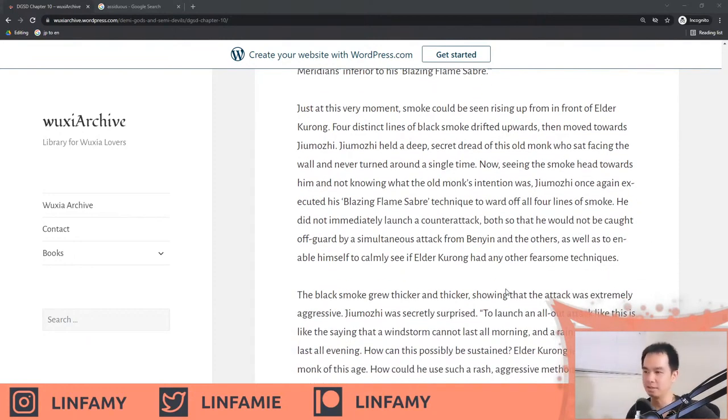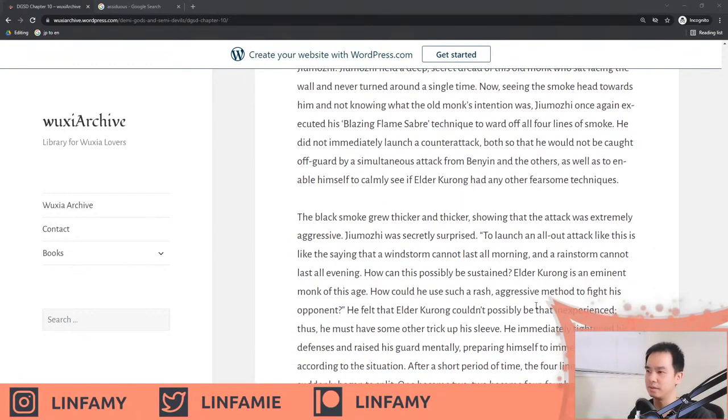He did not immediately launch a counterattack, both so that he could not be caught off guard by a simultaneous attack from Bun Yin and the others, as well as to enable himself to calmly see if Elder Kurong had any other fearsome technique. The black smoke grew thicker and thicker, showing that the attack was extremely aggressive. Jiumozu was secretly surprised. To launch an all-out attack like this is like saying that a windstorm cannot last all morning, and a rainstorm cannot last all evening. How can this possibly be sustained?